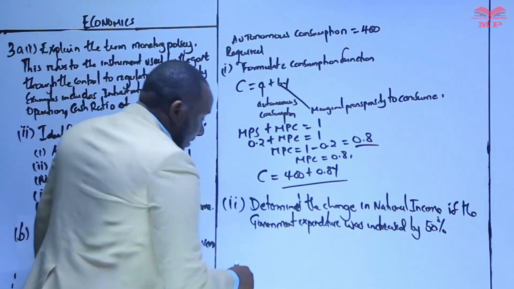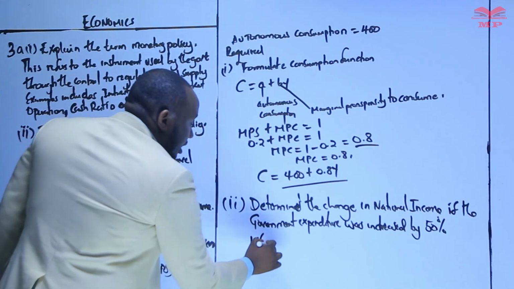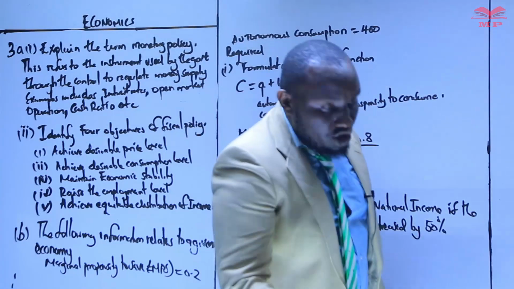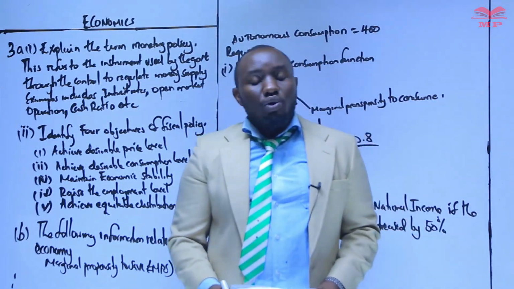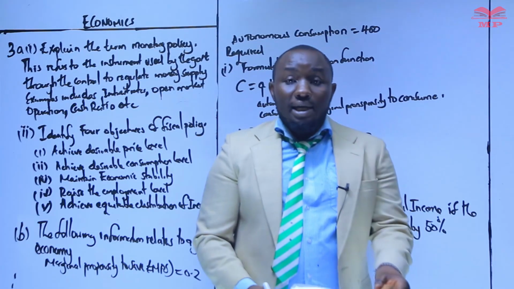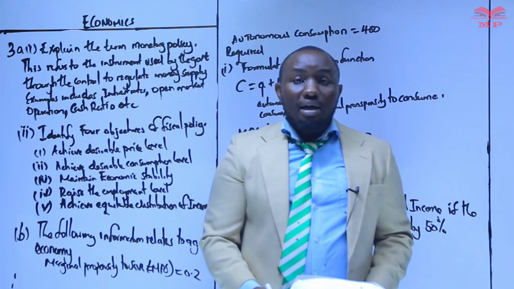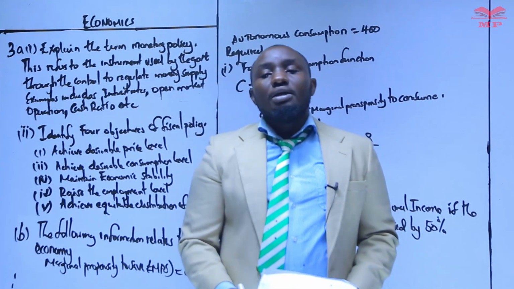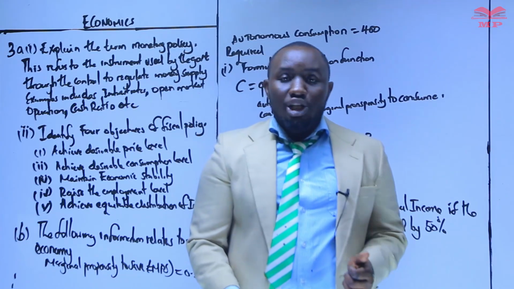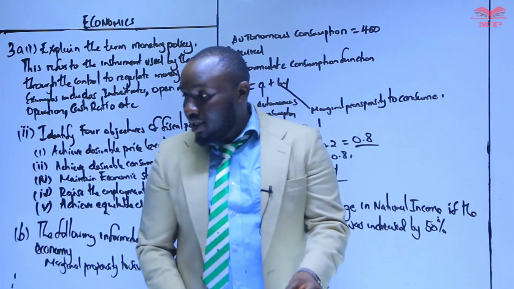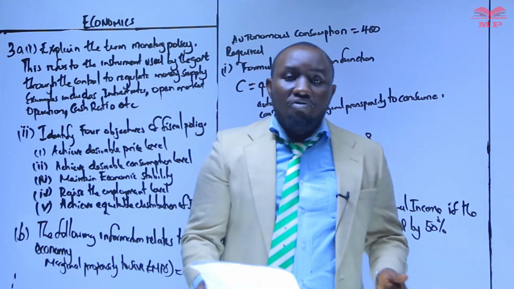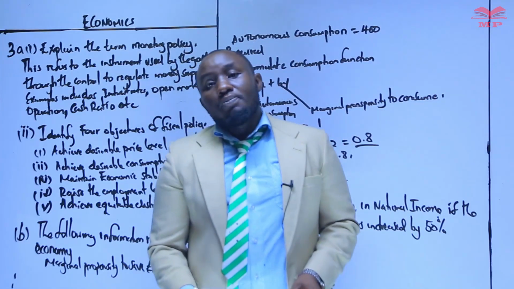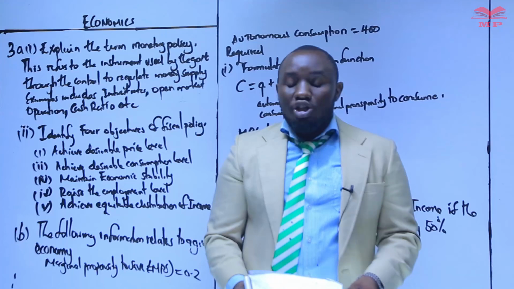We need to understand the concept of the multiplier, which is K. What is a multiplier? If you understand the multiplier, this question will be a little bit easier for learners to understand. We say it is the number of times by which an increase in investment or other exogenous variables, such as government expenditure, should be multiplied in order to arrive at the change in national income.